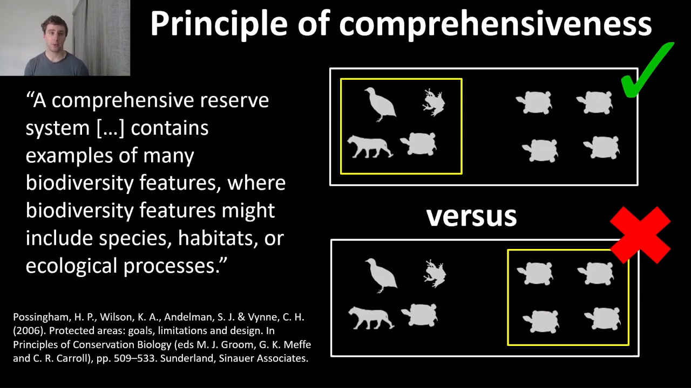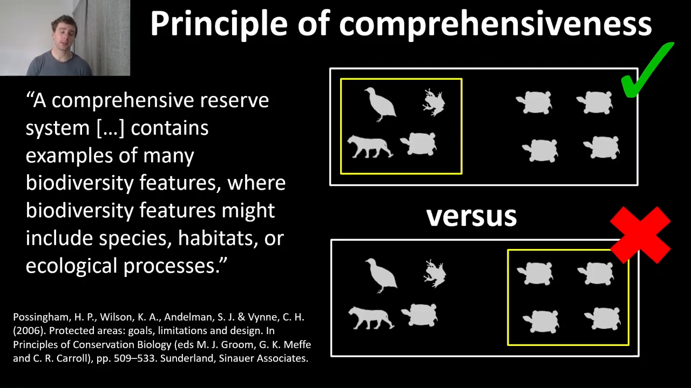So we've got one example at the top, which is the good example, and one on the bottom, which is the bad example. As we can see here in the top example, we have a protected area that captures 4 different species: the bird, the frog, the tiger, and the turtle. In the bottom example, we've got 4 populations of species, but they're all the same species. So we've got 4 populations of turtles. So under the principle of comprehensiveness, we would prefer the top example because that captures more species.